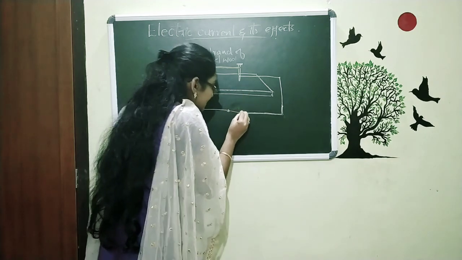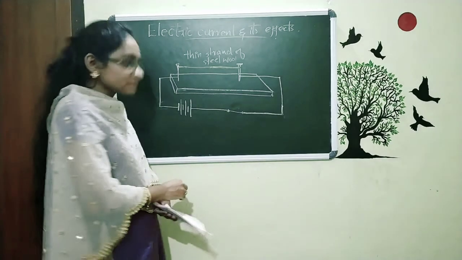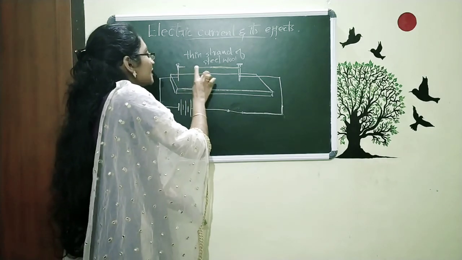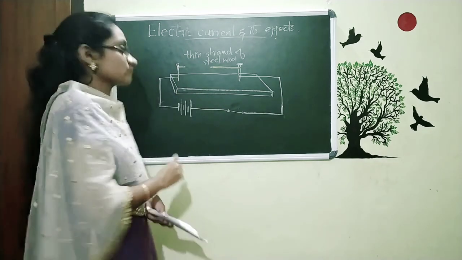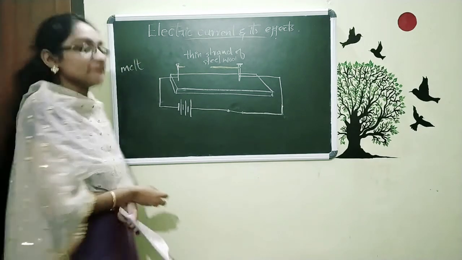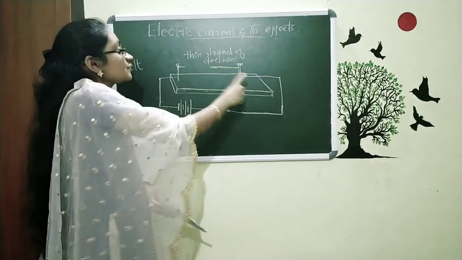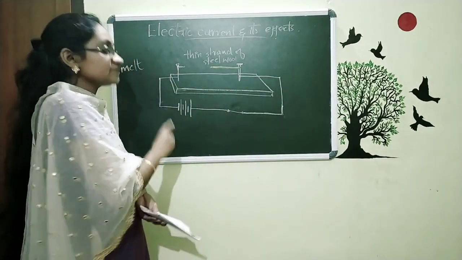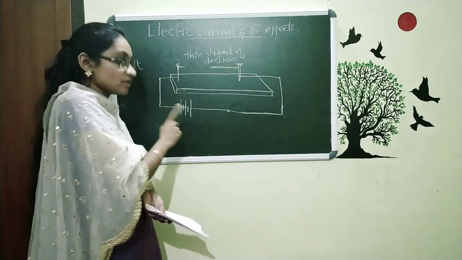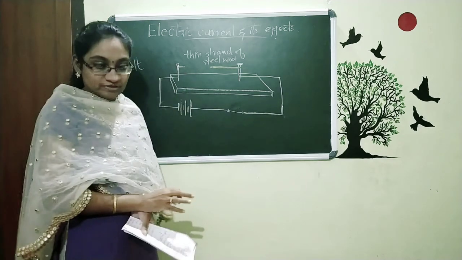I am closing the key. What can we observe? We can observe that when the electricity flows through this circuit, this wire will break or melt. Now this wire got broken and the circuit is incomplete, which means the circuit is open and no electricity will now flow through it because it is not closed.